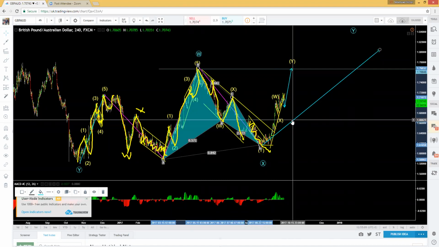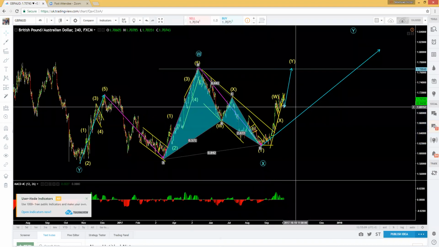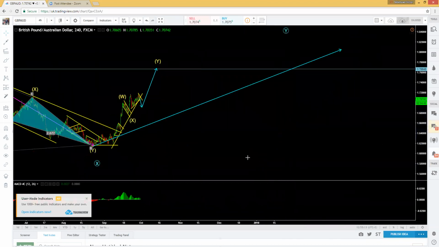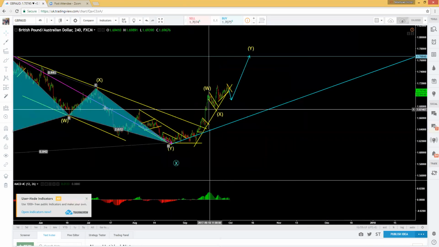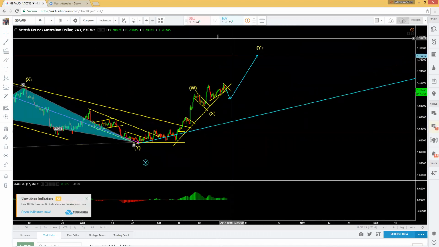Okay, so now how do we get the entry point now? I need to zoom in. I'm going to clear out everything now. We are here now. So this is why I always say you need to understand what the patterns are doing. So here, look at this. We had this impulsive move to the upside. You need to be able to identify impulses and corrections as well.